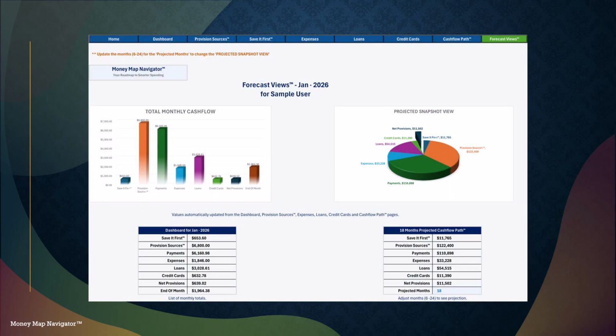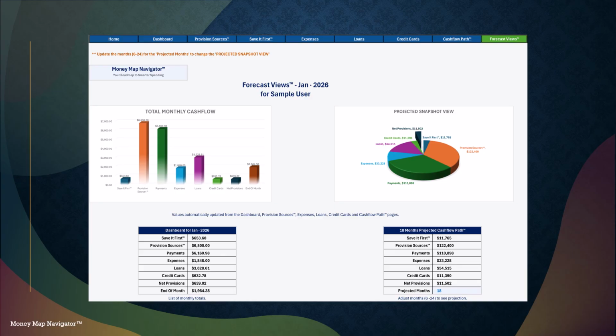Forecast views. Also called FV. This is where you look ahead. Cash flow path helps you plan the month you're about to execute. Forecast views help you see what the next 6 to 24 months could look like, based on your current inputs. This is not about predicting the future perfectly. It's about building visibility, so you can make better decisions with less stress.